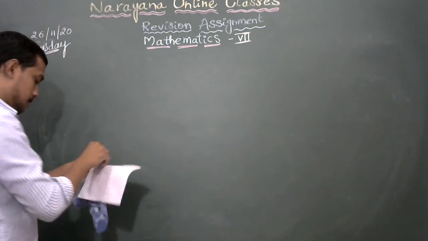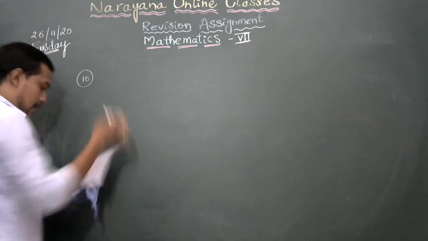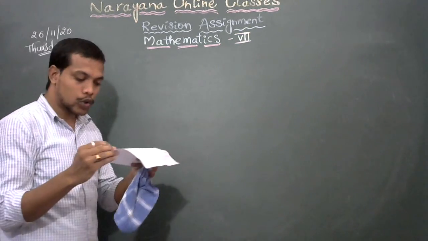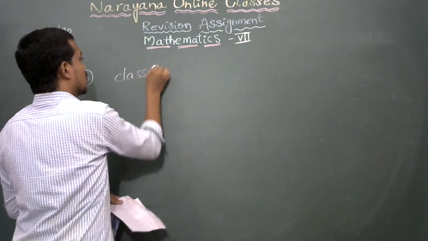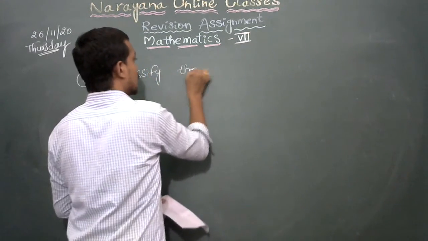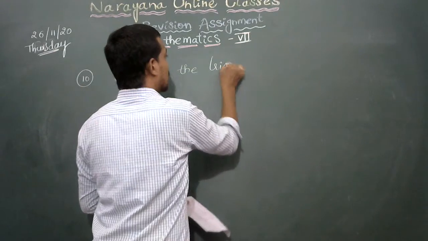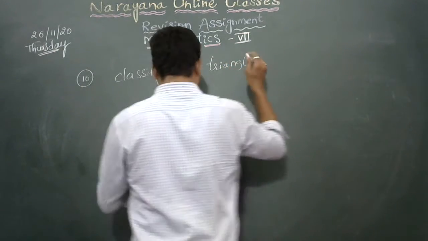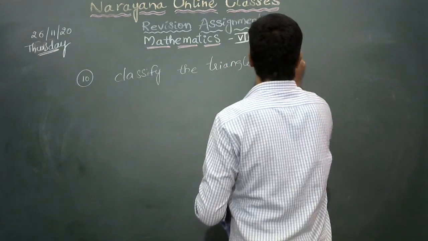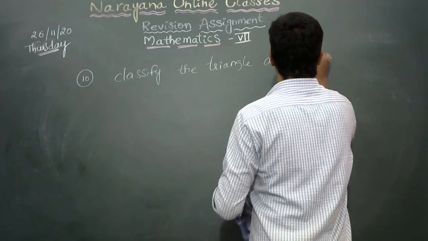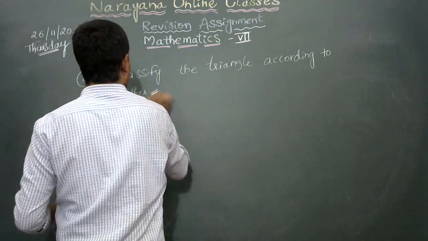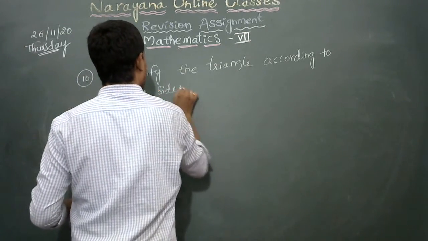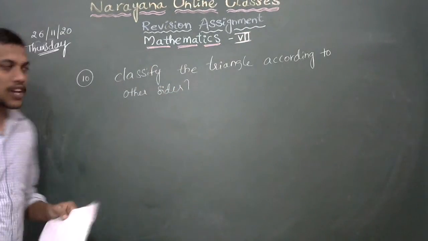Now last question. Classify the triangle according to their sides. So this is the question.